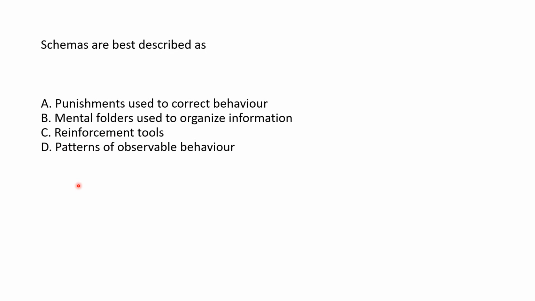Schemas are best described as punishment used to correct behavior. No, you didn't talk about punishment. Mental files used to organize information. Reinforcement is a pattern of observable behavior. So mental files used to organize information. That is schema. All right, let's go.